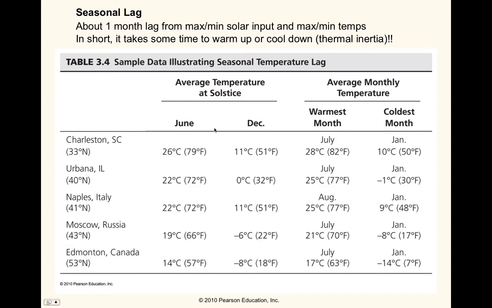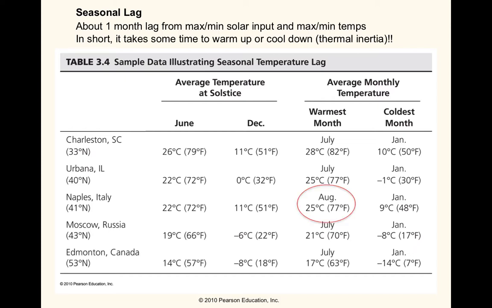So over land surfaces, here we're looking at Charleston, South Carolina, Illinois, Italy, Russia, Canada. The maximum solar input is all going to happen in these northern hemisphere locations during the summer solstice. However, the warmest month is actually about 1 month later than that, with the exception of Naples, Italy, which is more like 2 months. Looking at the winter solstice, that's going to be the time of minimum solar input, and the coldest month actually happens again about a month later due to the thermal inertia in the system.